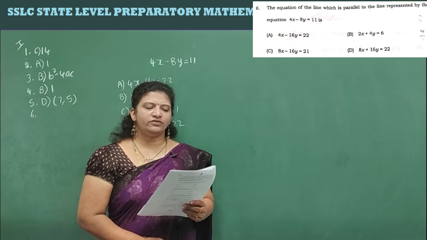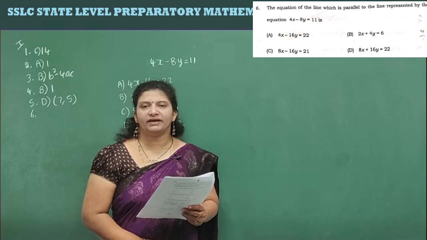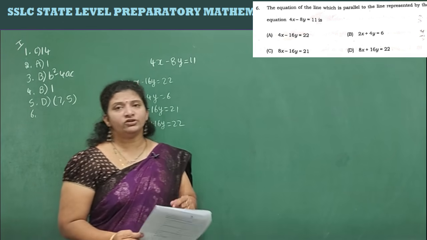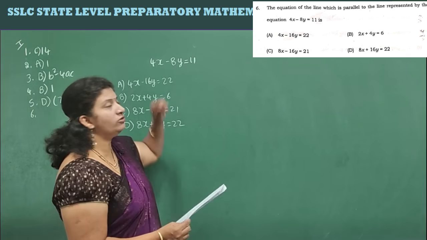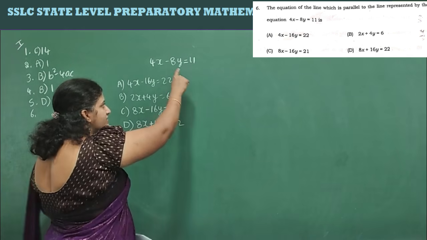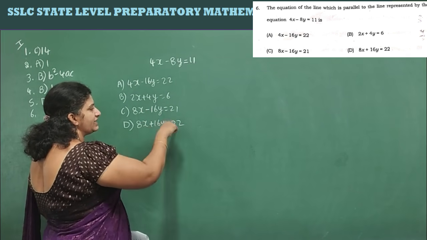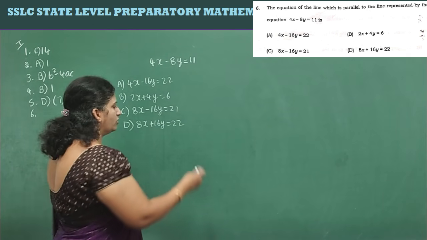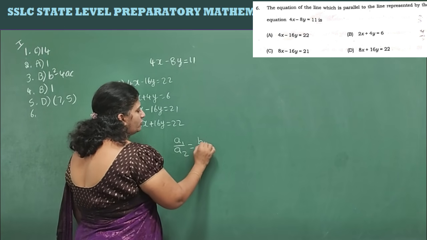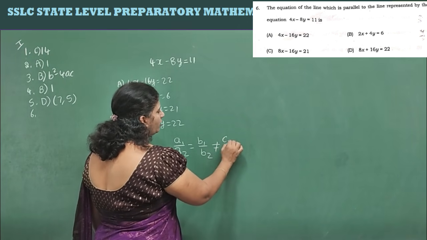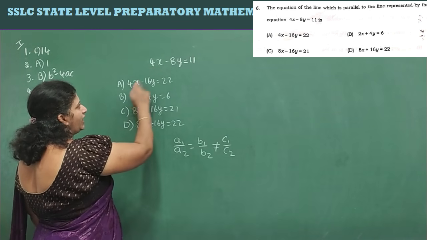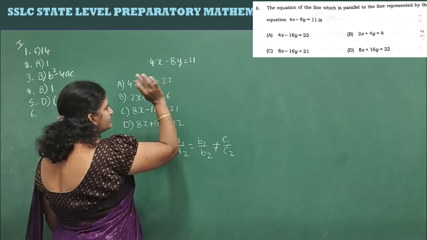Sixth one, the equation of the line which is parallel to the line represented by the equation 4x minus 8y is equal to 11. The equation of the line which is parallel to the given equation. So for this equation, which of the options becomes parallel? If it is parallel, you must remember a ratio: A1 by A2 is equal to B1 by B2 is not equal to C1 by C2. So compare the ratios A1, A2, B1, B2, C1, C2.